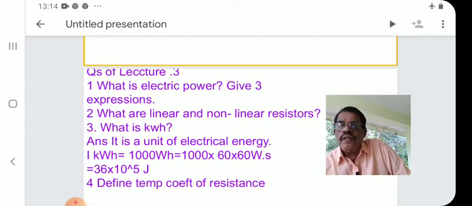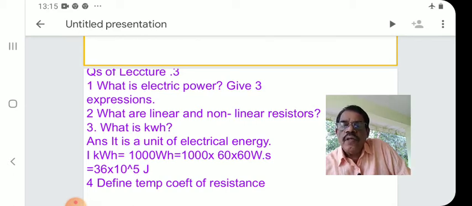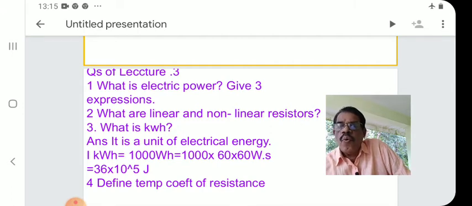The answer of this question is given below. It is a unit of electrical energy, electrical work. 1 kWh is equal to 1000 Wh, which is equal to 1000 into 60 into 60 watt second. Watt second is joule. Therefore, 1 kWh is equal to 36 into 10 raised to 5 joule. When we write kWh, W must be in capital form. 1 kWh is equal to 36 into 10 raised to 5 joule.